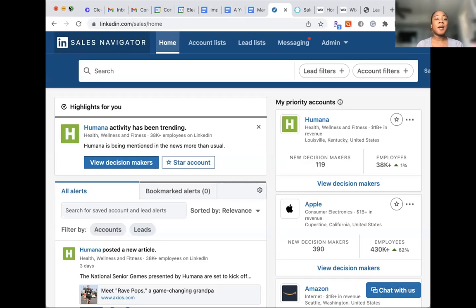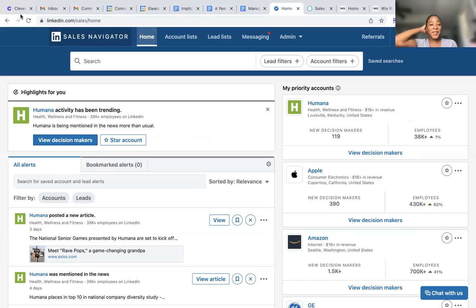Okay, so here we are on LinkedIn Sales Navigator. So this is the home page. If you have a subscription to it, then it'll show you accounts that you follow. You can see decision makers within a certain company that you follow. But what I want to focus in on is building a lead list. And so for that, you're going to use the lead filters.